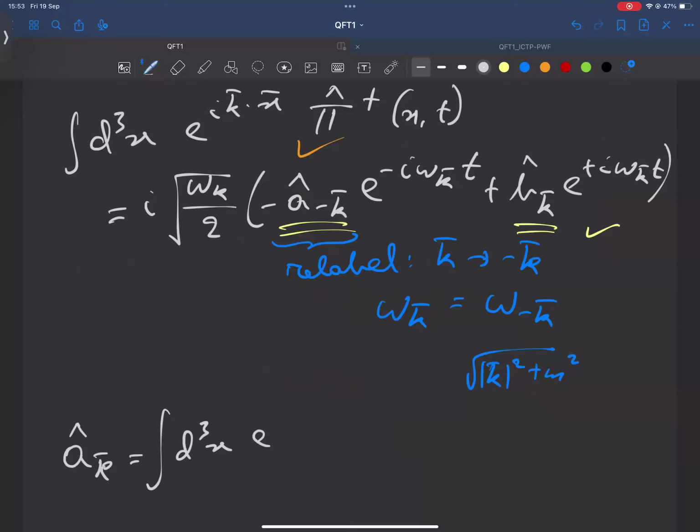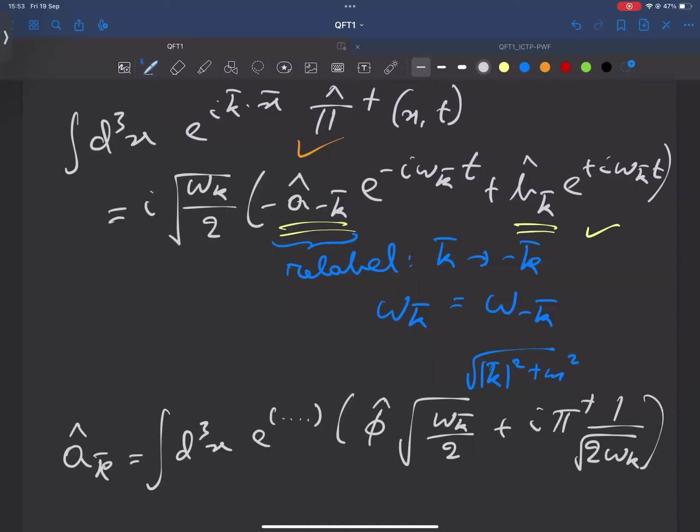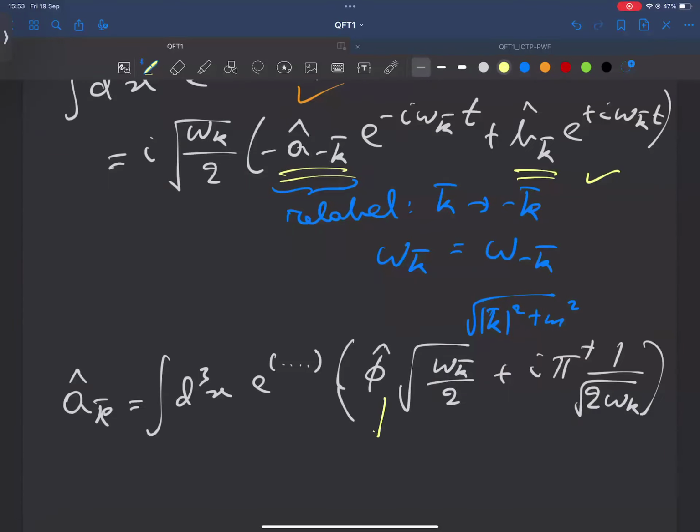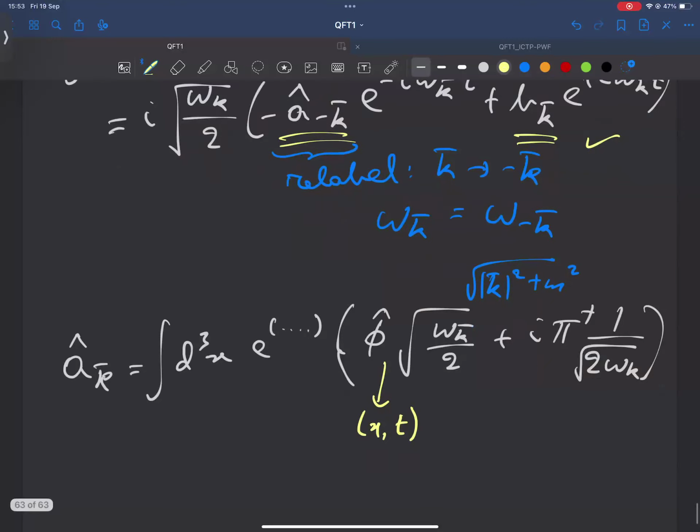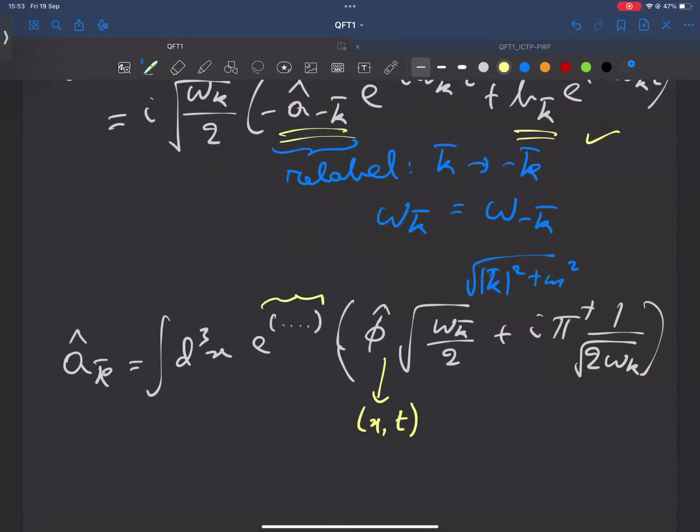The integral d3x e to the power... I will not write this schematically; I will just write the general structure that will be helpful to us. So phi omega k over 2 plus i pi dagger 1 over 2 omega k. I am suppressing space-time dependence here, just for notational simplicity. Also, I'm not writing this explicitly, but just for this particular A, let me write it down, but I will not write it for the other A's and B's.